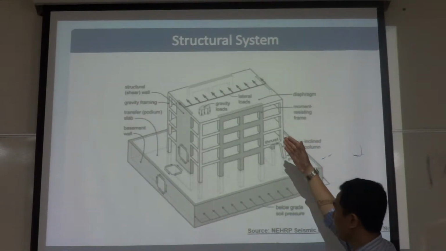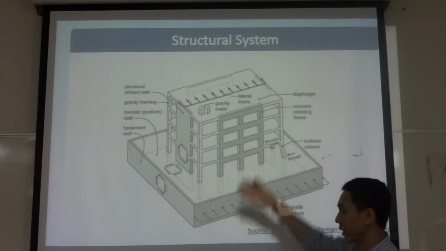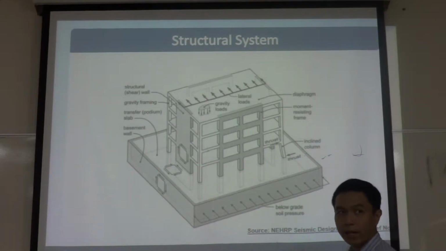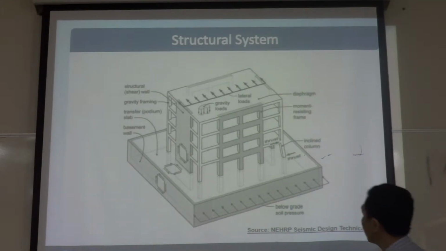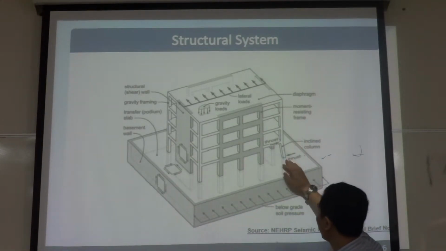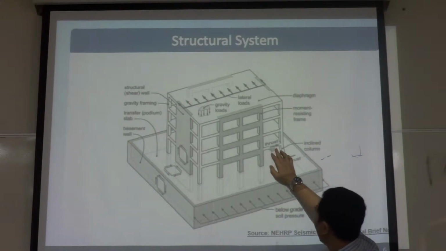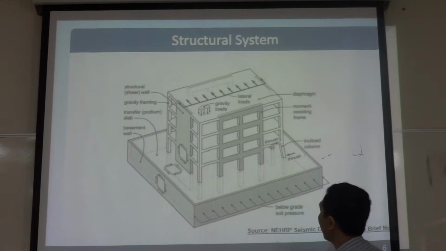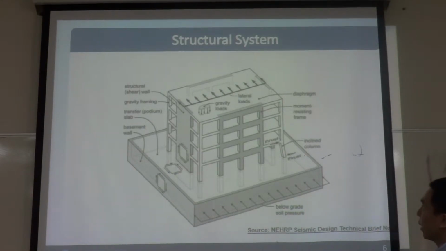So when we design the building, we have to do the design for the entire load path. If you have an inclined column, you have to check the axial force in the horizontal members connected to that inclined column.